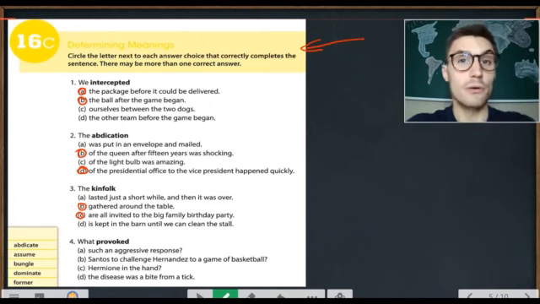Number 4. What provoked A, such an aggressive response? B, Santos to challenge Hernandez to a game of basketball. Those are boy names. Santos, Hernandez. C.